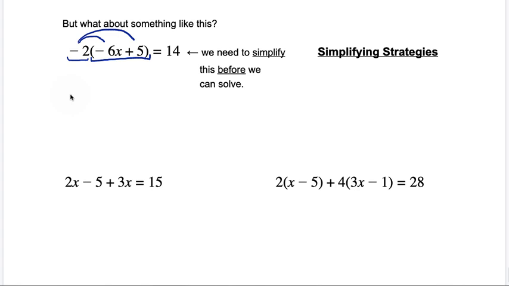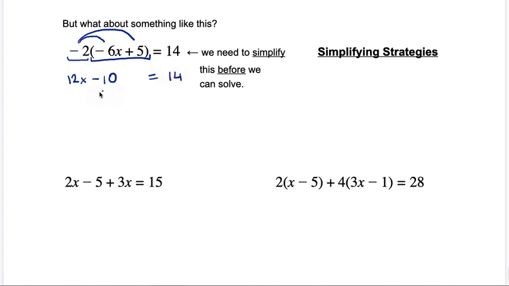So the coefficient of this larger term really is what we're looking at, and we distributed it in. So this negative 2 times negative 6x becomes a positive 12x, and negative 2 times 5 becomes a negative 10, right? And that, of course, is equal to 14. And now it's really straightforward.